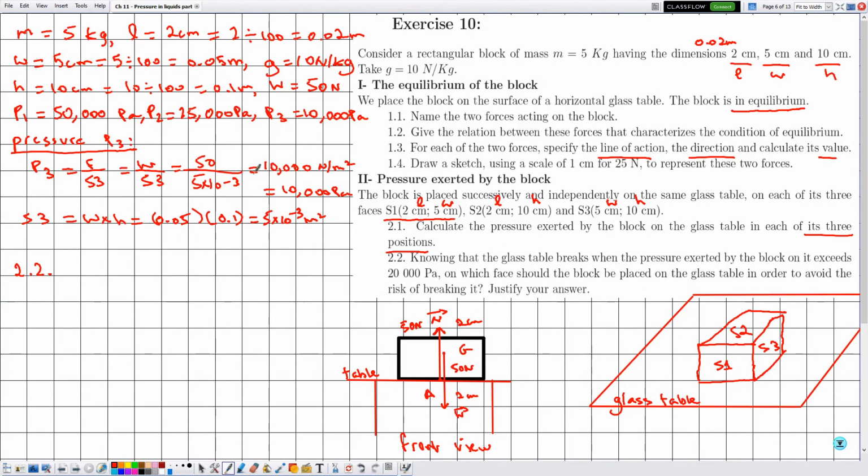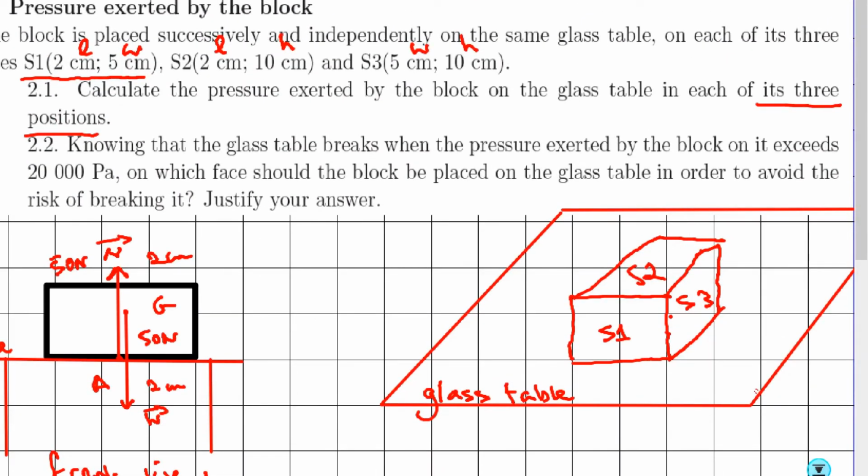So notice that in this case, the rectangular block can be placed on a glass table in 3 different positions. Actually there are 6, but why are we reducing them to 3? Because for each face of this rectangular block, there is another identical face. For this reason, the 6 faces of the rectangular block are reduced to 3. So indeed, the different positions that are of our interest are 3 and not 6, and they are given by the faces S1, S2, and S3.